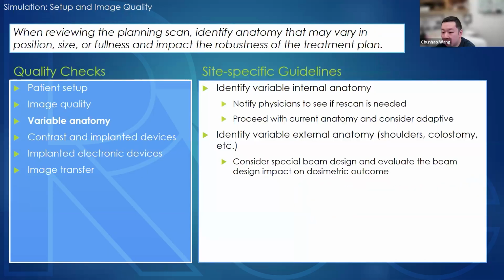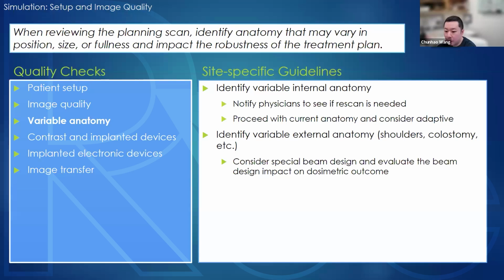Right. Next part is the variable anatomy. We want to identify the variable internal anatomy, and we notify the physician to see if a rescan is needed. Otherwise, we can proceed with the current patient anatomy and consider an adaptive strategy later on. Also, we identify the variable external anatomy, such as shoulders, colostomy, and arm position. And if that happens, we need to consider special beam design and evaluate the beam design impact on the dosimetric outcome.